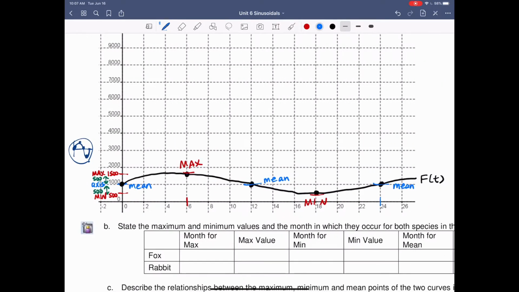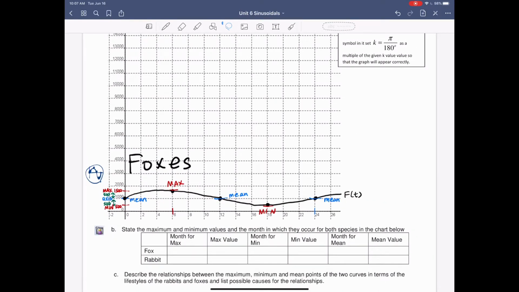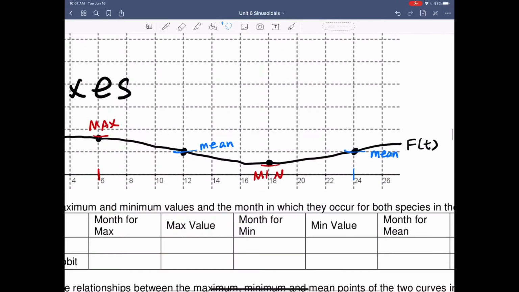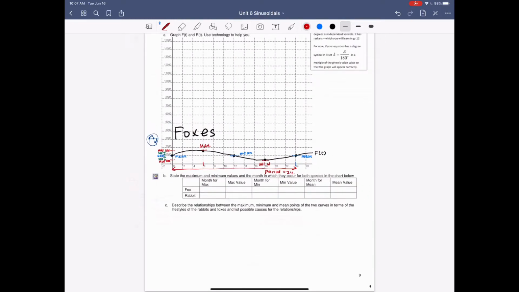So now we have this Fox's population, and you could definitely use Desmos to help you initially, but it is going to help if you can try to graph freehand. It will take some time, but you will get there. And so we're just going to write that the period for this was 24. And there's our Fox's graph.